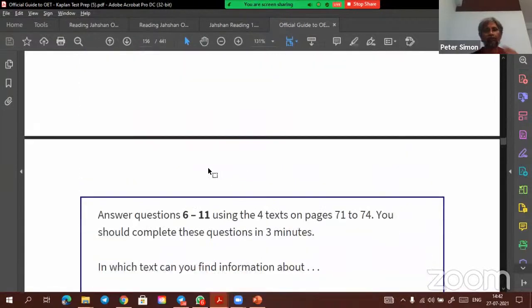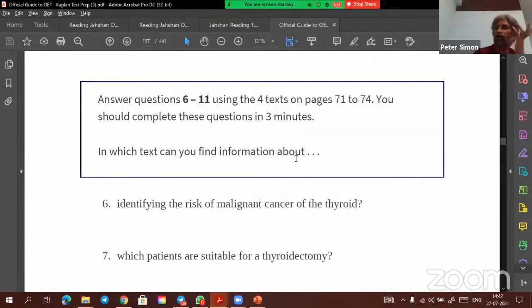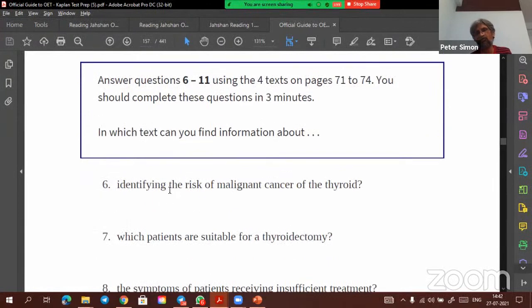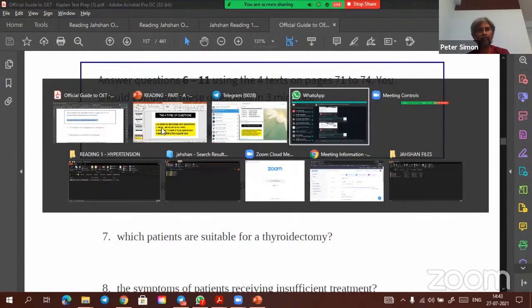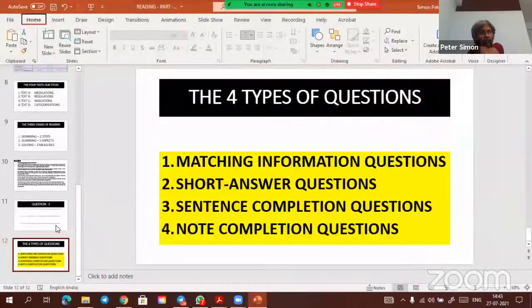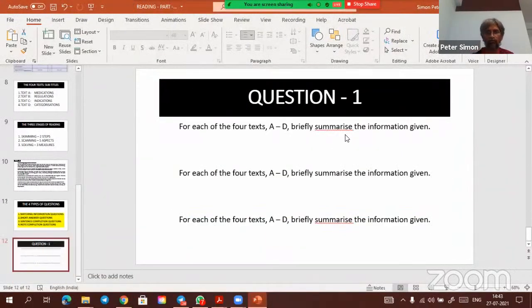Now see here. There are some examples here. We already discussed which paragraph is what. That is 1 is over, 2, 3, 4, 5 are over. That's it. A, what, B, what, C, what, D, what. Now let us go to 6 to 11. So now this is the question number 6. In which text can you find information about? So that is the point.